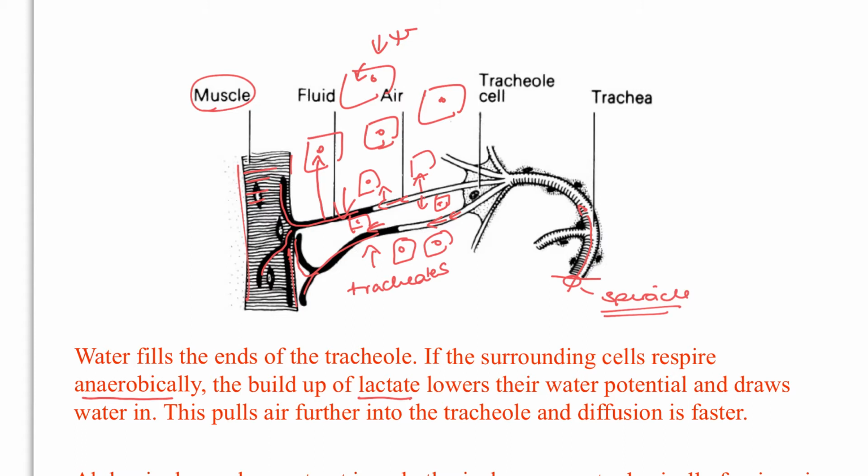So this is a way that they can modify their gas exchange rate to ensure that it satisfies the metabolic needs of the insect at any time. So some key ideas there. First of all, the new terms: spiracle, tracheae, tracheoles, and then these two new key ideas. The rhythmical contraction of the abdominal muscles for gas exchange, and also the role of the fluid in changing the rate of gas exchange.